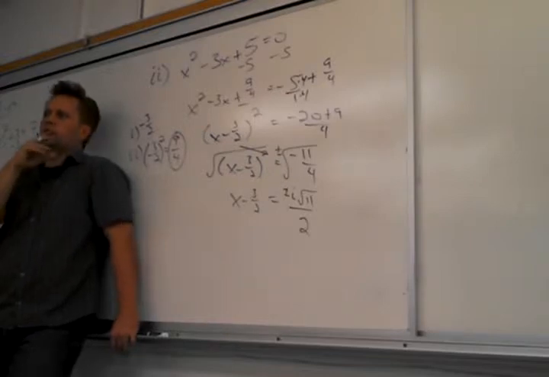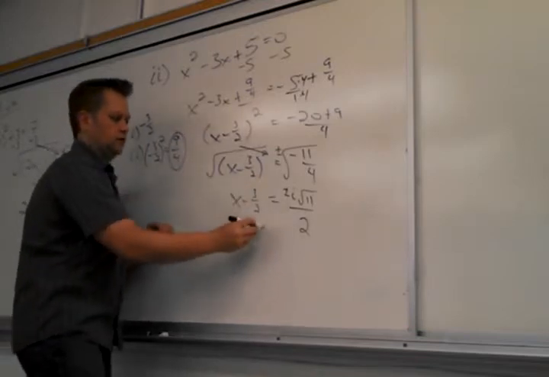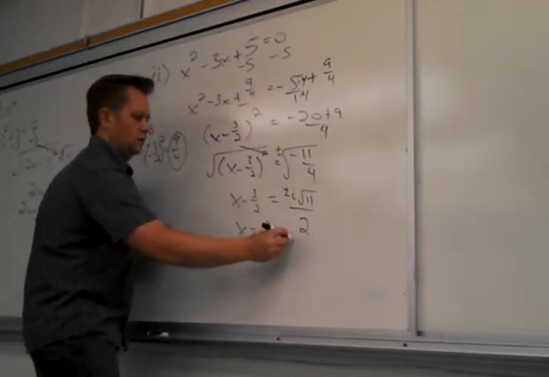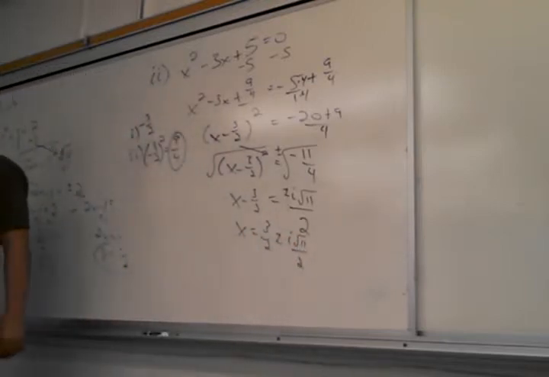Naisha's over there saying, come on, man, just add the damn thing. So now the last step, get the x by itself. You add the 3 halves over. And it stays like that, right?